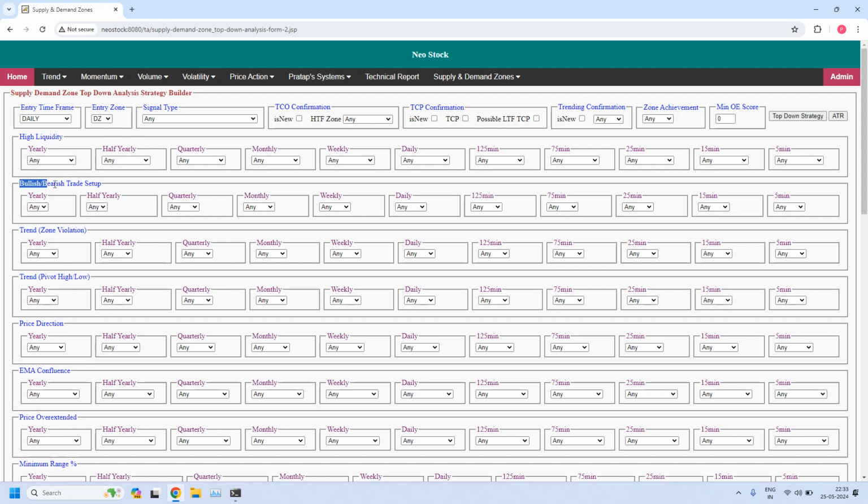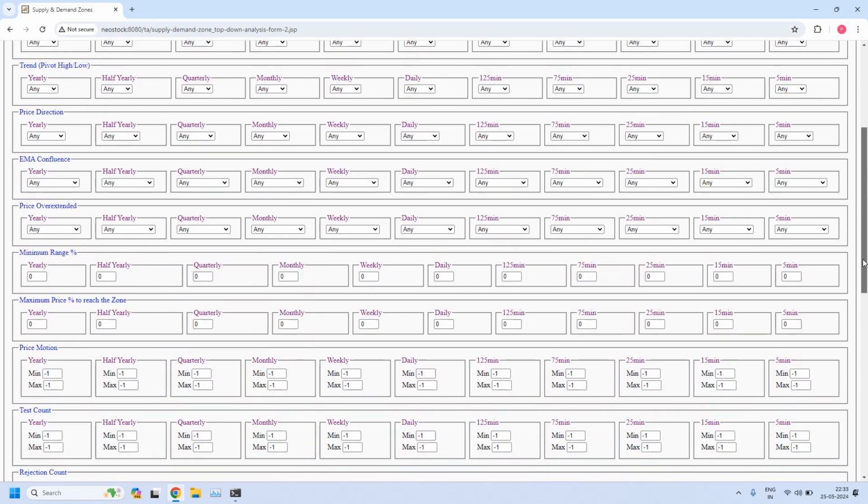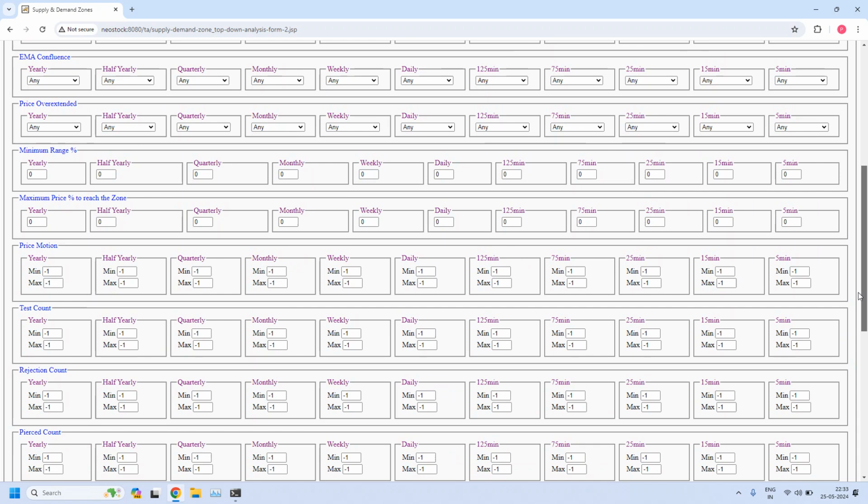And also in the parameter bullish or bearish trade setup, at daily time frame, I am selecting the value bullish. And 3 additional filters also I am going to set. The first filter is pierced count should be 0 for our entry time frame demand zone. That is the daily demand zone. Pierced count should be 0. That's why in daily time frame, in minimum value I am setting 0, maximum value I am setting 0. That means pierced count is 0. Pierced count 0 means the zone is not pierced.